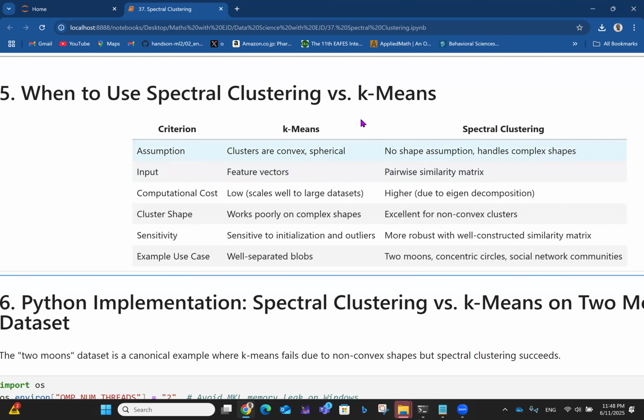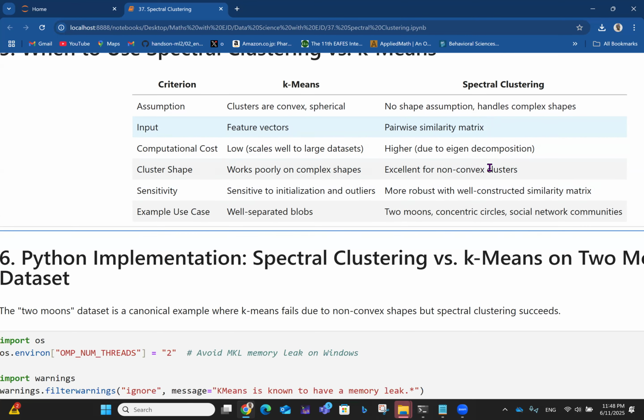For computational cost, k-means is of course low because it scales well to large data sets. But computational cost for spectral clustering is higher due to eigendecomposition, because you have to deal with eigenvalues and all of that, so it's a lot of work there. For cluster shape, k-means works poorly on complex shapes, while spectral clustering is excellent for non-convex clusters. On sensitivity, k-means is sensitive to initialization and outliers, while spectral clustering is more robust with a well-constructed similarity matrix.